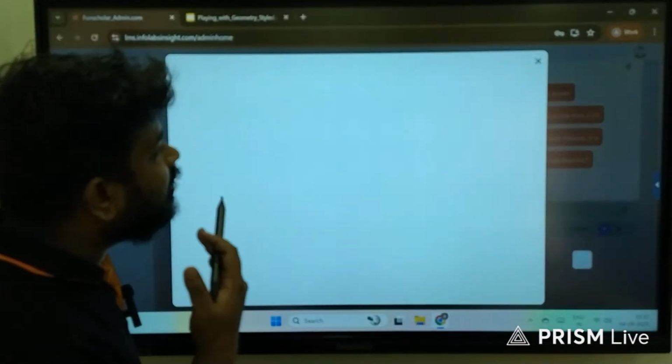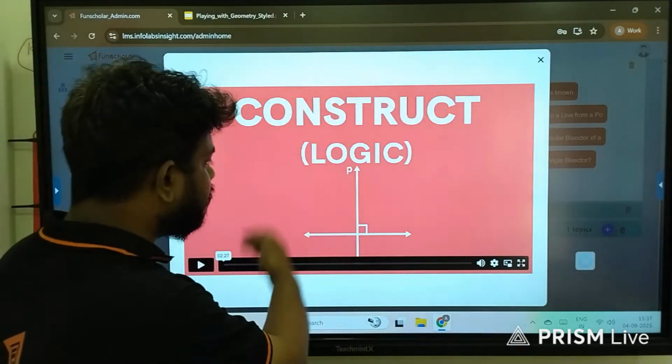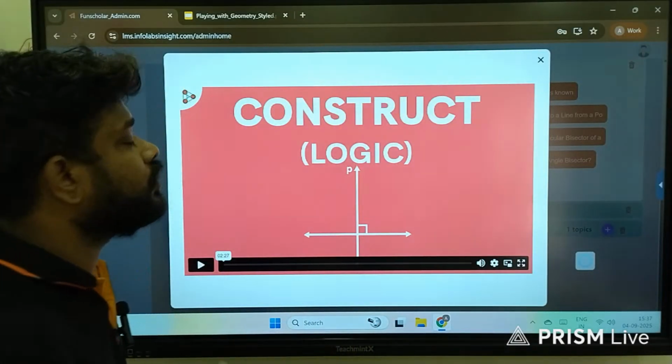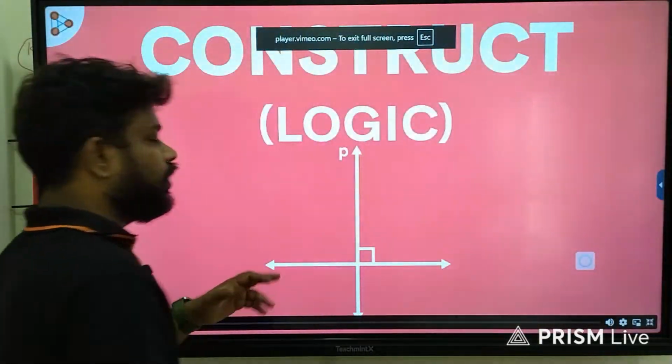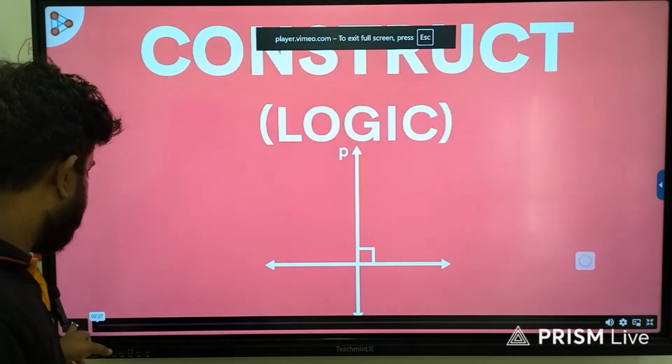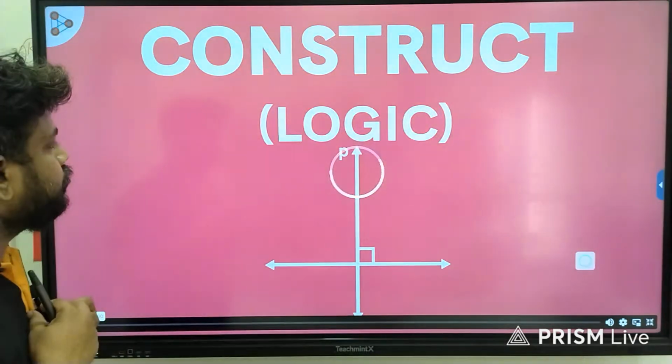So now let's learn the logic, what is the logic behind it to construct the perpendicular. Okay, so let's start the video.